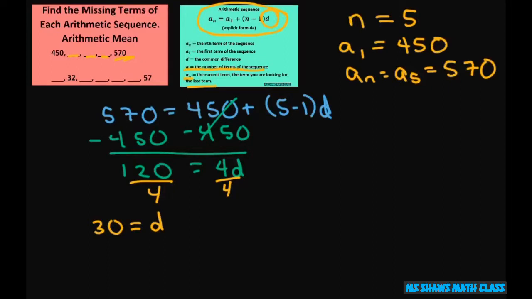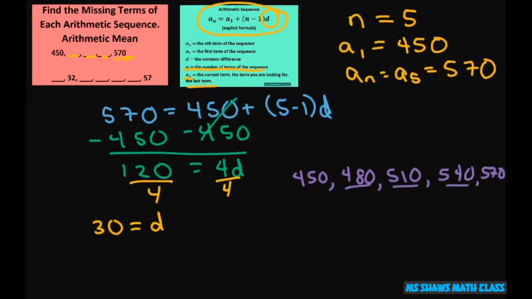So basically, all you're doing is adding 30 to every term. So 450, add 30, you get 480. Add 30, you get 510. Add 30, you get 540. Add 30, you get 570. And there's your three missing terms.